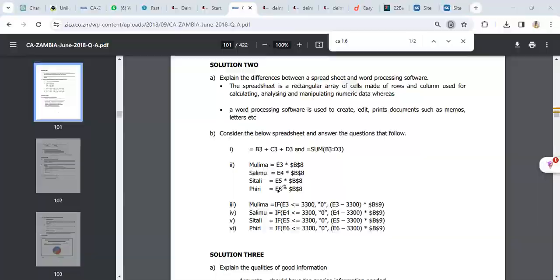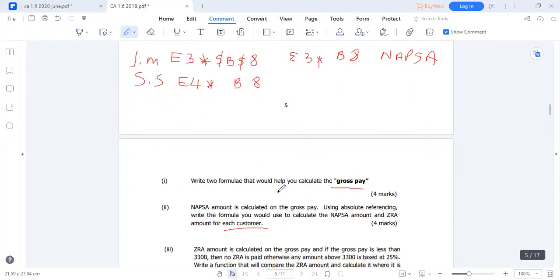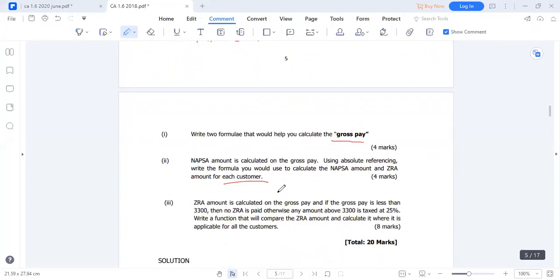So can we proceed to the next one? Yeah. So we are told that ZRA is calculated on the gross pay. If the gross pay is less than 1,300, then no ZRA is paid. Otherwise, any amount more than 3,300, you pay 25%. So you need to write a function that will compare the ZRA amount and calculate it where it is applicable. So this is only applicable if it is more than what?